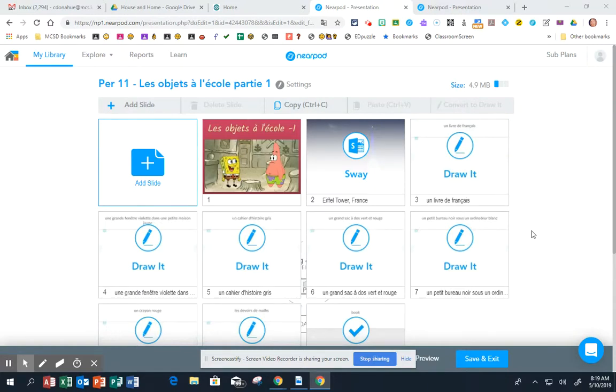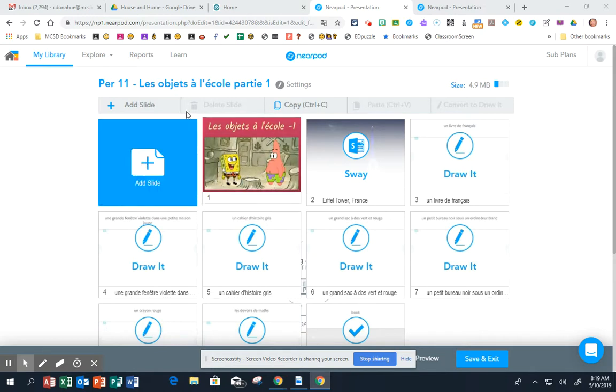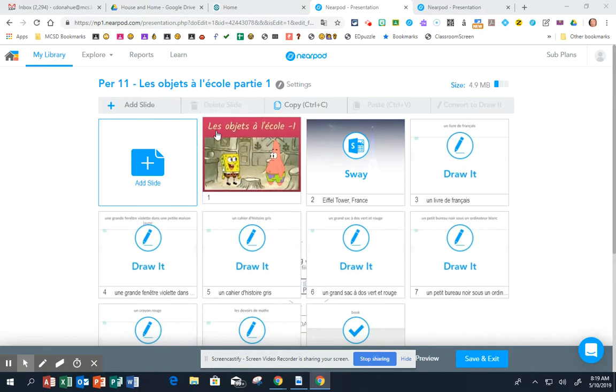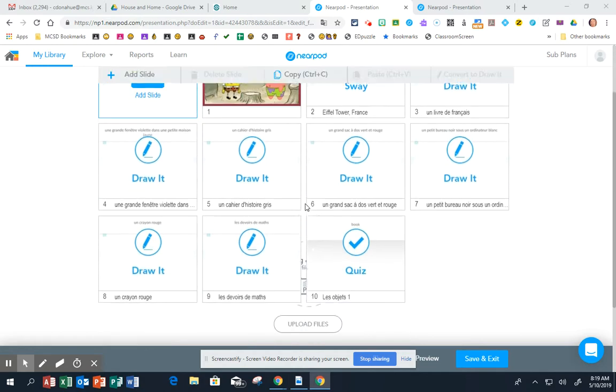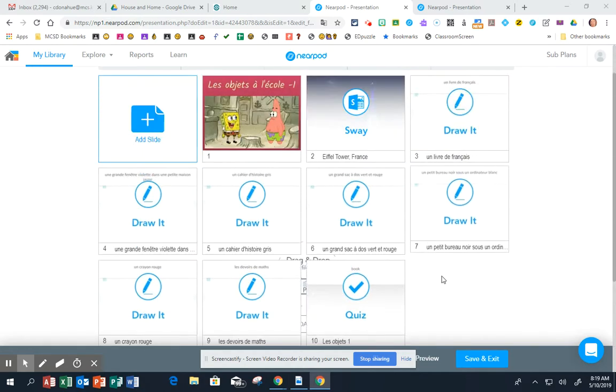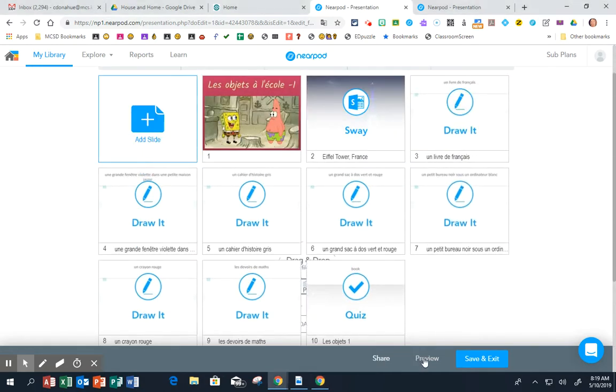So here are a couple examples of some Nearpod that I've created totally from scratch and I've used in the past. So I opened these up from my library. So this one is about school things. So I opened it up to say that I was going to edit it. So I'll just preview it right here.